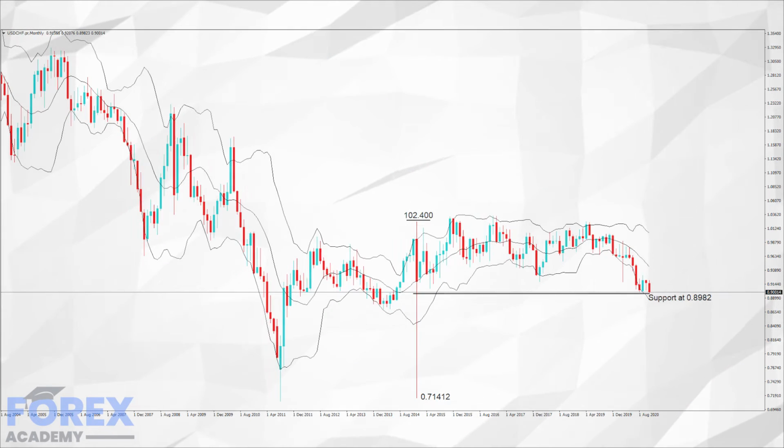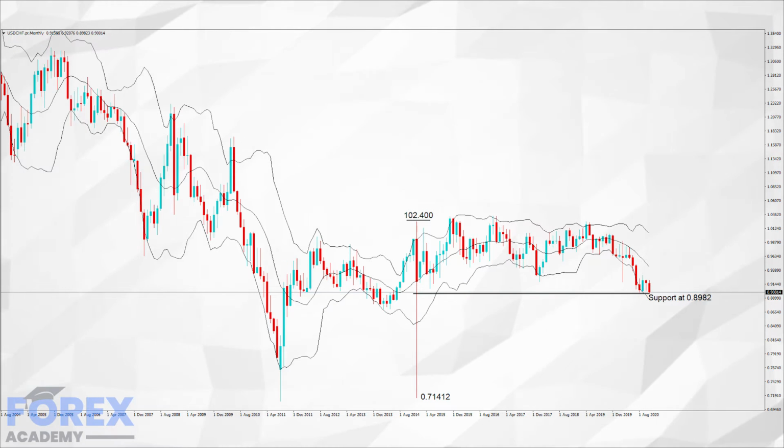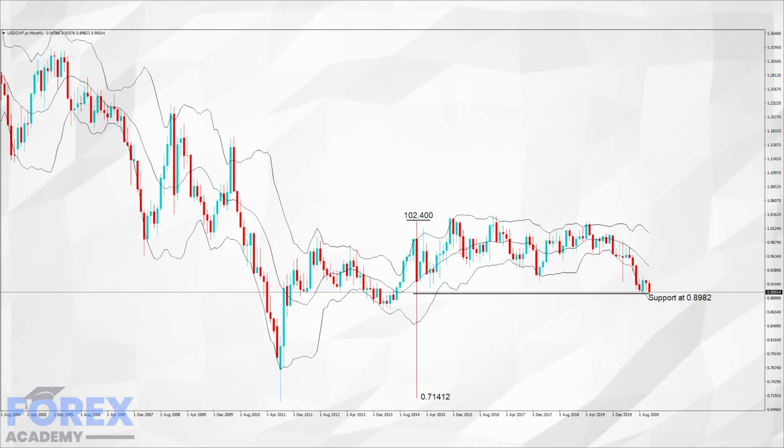In fact, we would need to go back to April 2014, which was the last time the pair had been so low, and much of this can be attributed to the strength of the Swiss franc, which is bought as a safe haven asset by investors around the world who see value in the Swiss franc economy overall.